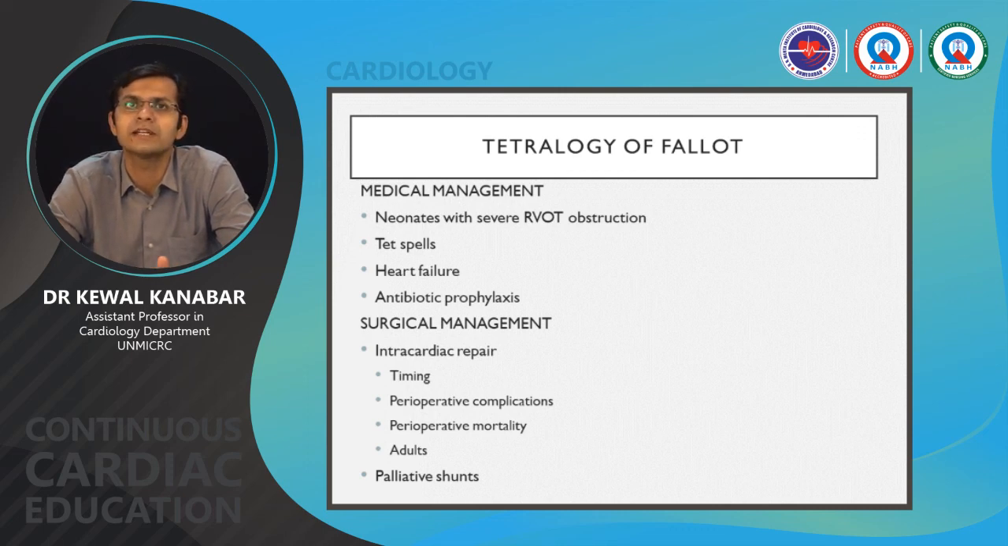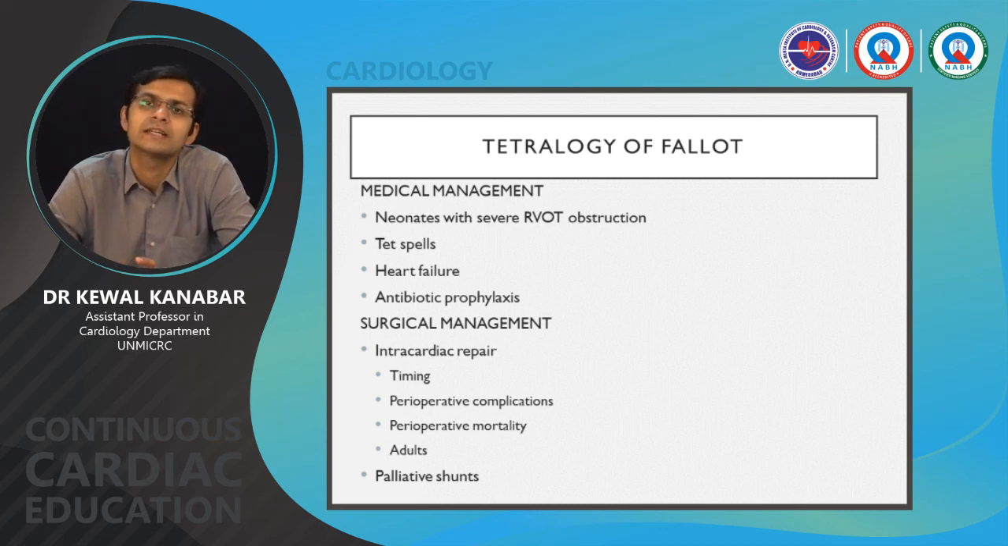Antibiotic prophylaxis for any dental procedure or GI procedure is indicated because this is a cyanotic congenital heart disease. The surgical management is either palliative or corrective. Palliative shunts like a modified BT shunt or central shunt or ascending aorta to PA shunts are required when they present very early in life, particularly less than 3 months of age, and in certain centers less than 6 months of age.